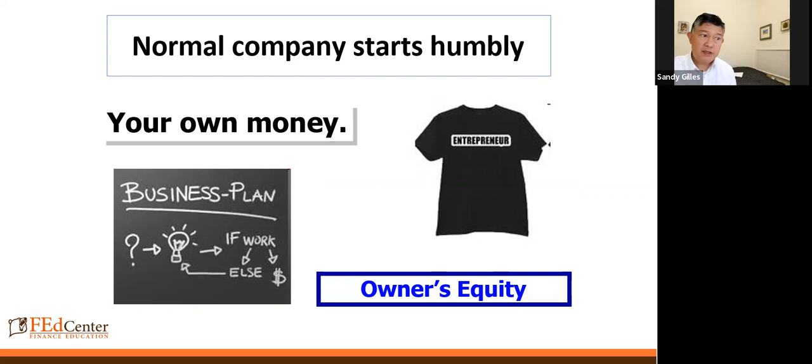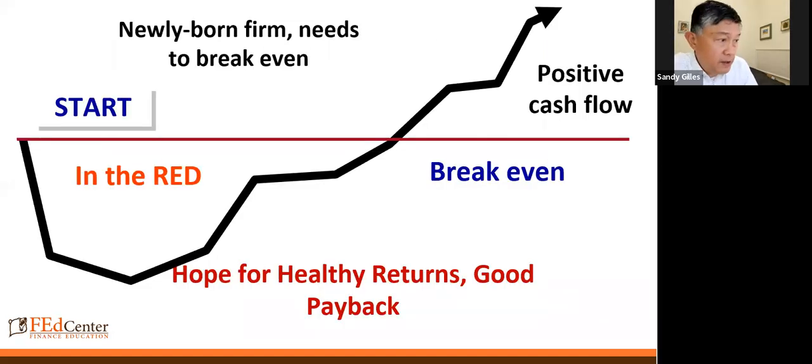Okay, so let me start over again and show you that the normal company starts humbly with your own money. That's called owner's equity. And then the newly born firm needs to break even because you start investing money, you're still in the red because you have invested, but you need to get that money back and break even, and then start having profits and positive cash flows.